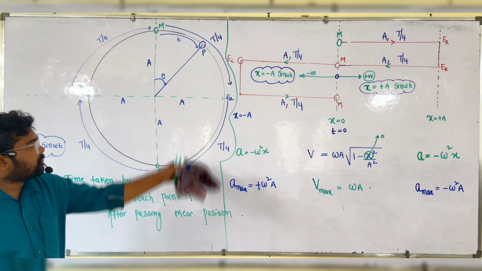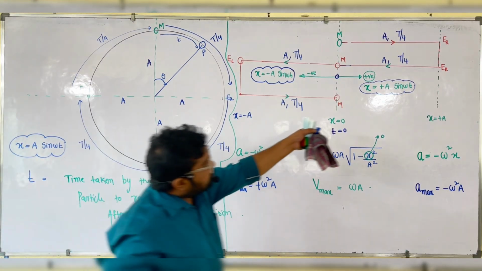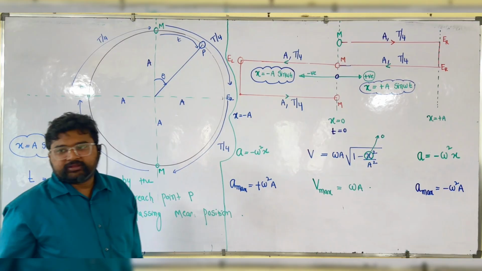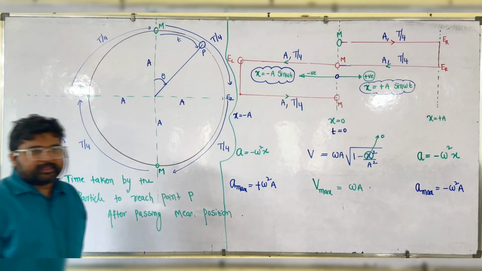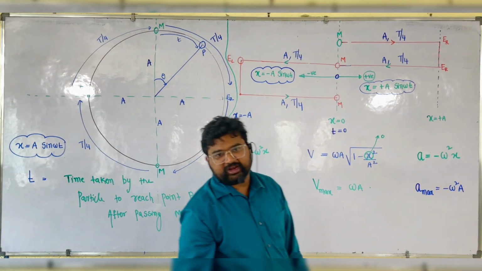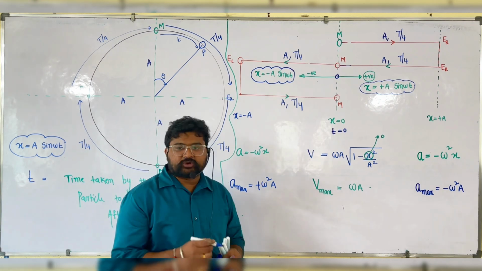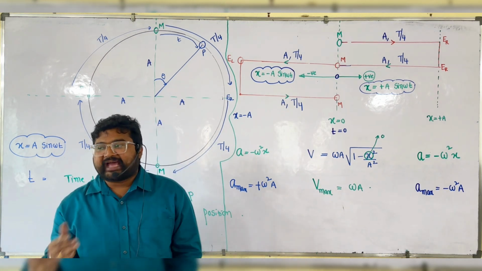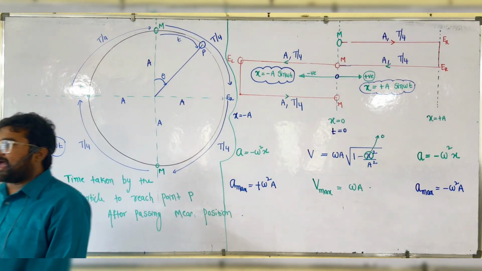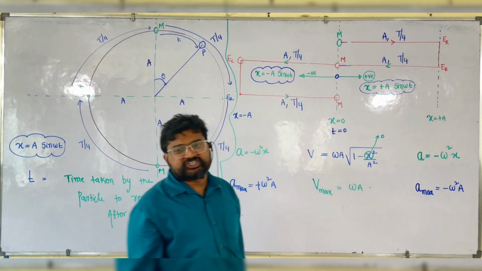Put x equal to minus a at left extreme position. Put x equal to plus a at right extreme position. Clear or not? Put x equal to plus a, minus omega square a will come. Put x equal to minus a, plus omega square a will come. What is the acceleration of the particle at right and left extreme positions? Maximum.